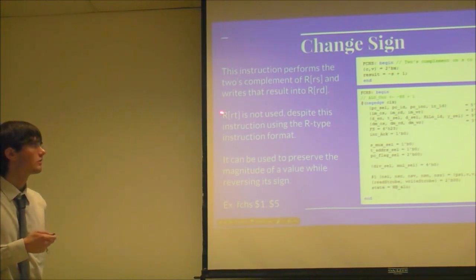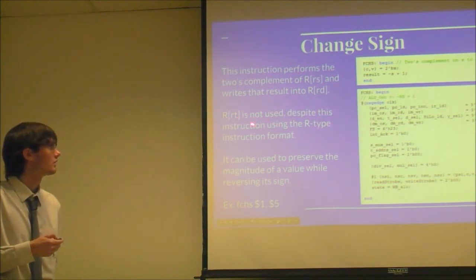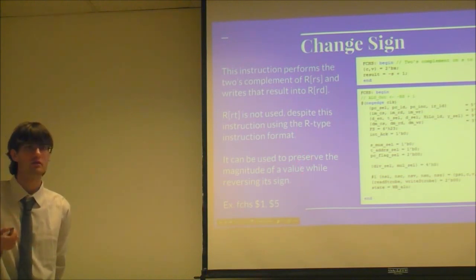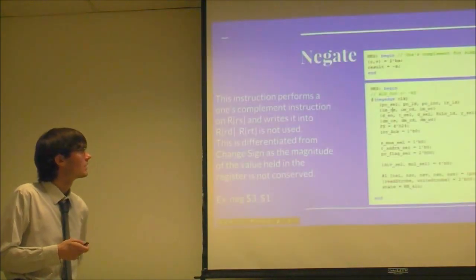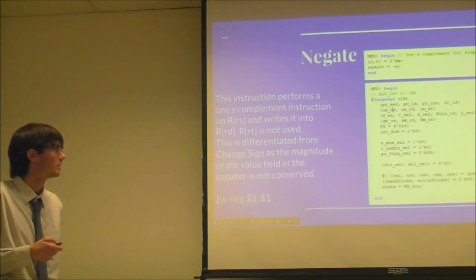Next instruction is change sign, which performs 2's complement on RS and then writes that result in RD. This instruction uses the R-type format, but RT is not used. This instruction can be useful in preserving the magnitude of a value while changing its sign. And then there's just a simple negate, which just performs one's complement on RS and writes that into RD.